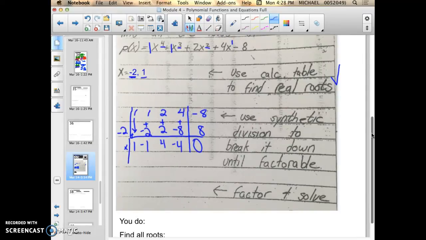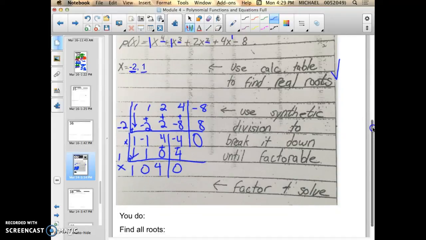So I draw one more synthetic division box. I put 1 up here now. And I drop down the next number, which is 1 in this case. So I multiply to the outside, add to the inside. 1 times 1 is 1. Negative 1 plus 1 is 0. 1 times 0 is 0. 4 plus 0 is 4. And 1 times 4 is a positive 4. Draw my remainder box. Negative 4 plus 4 is 0. At this point, I am done.